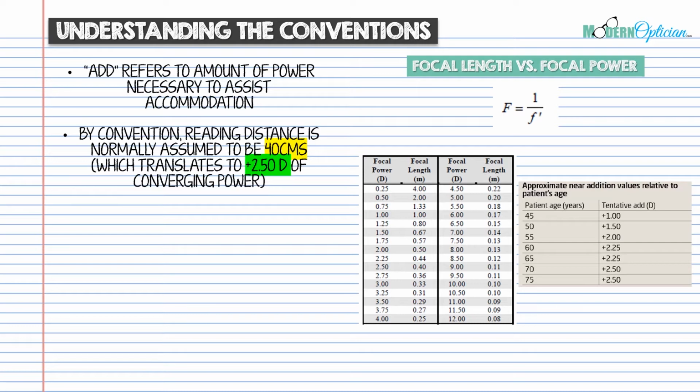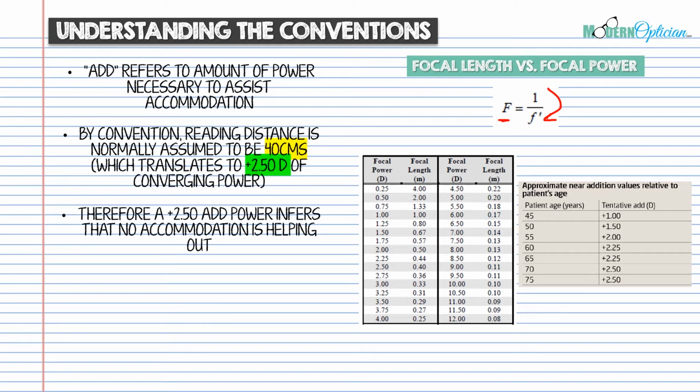2.5 diopters of converging power articulates perfectly to 40 centimeters, and that is based on our focal length equation here in the corner, which I will select my pen. The focal power is the reciprocal of the focal length. So if you were to divide 1 by 40, you end up with 2.5, and that's how you know what the dioptric demand of that focal distance is. And like I just mentioned, a 2.5 diopter add infers that no accommodation is helping out. So if you have a patient with a 2.5 diopter addition, you know that accommodation is dead in the water.